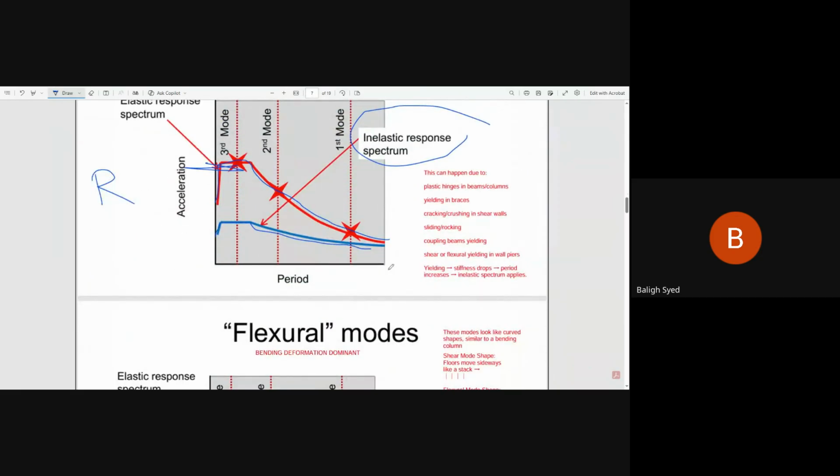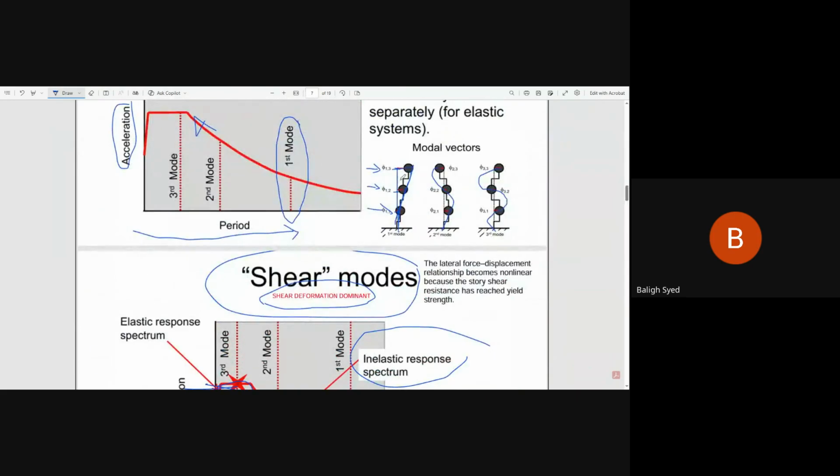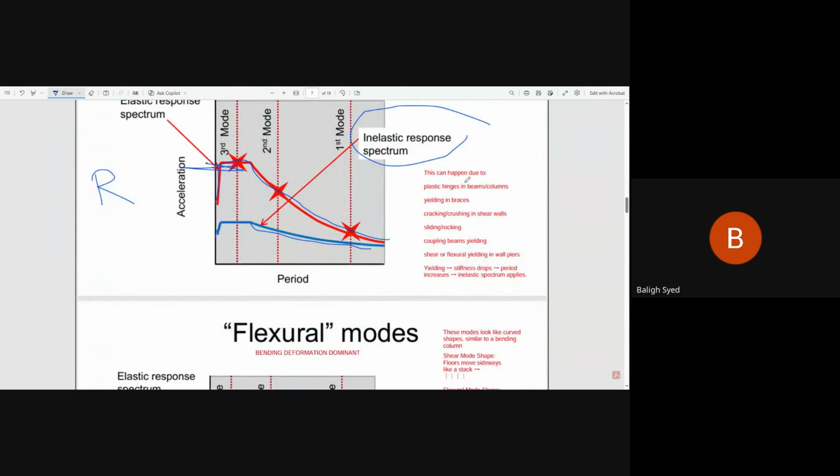And then what happens when something fails in the shear mode? Shear mode, which one is the mode? This one is the shear mode. Remember that this is the shear mode. And what happens in the shear mode? This can happen due to plastic hinges in the beam or column. Let's say you have a system, right? And then you excite the system somehow from here, you keep increasing the force, probably the hinge will form here, right?